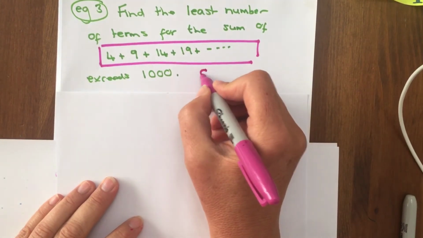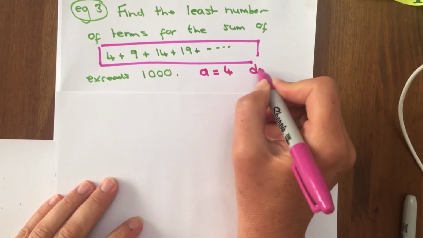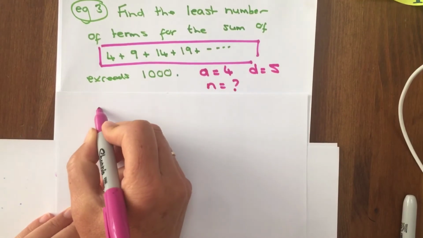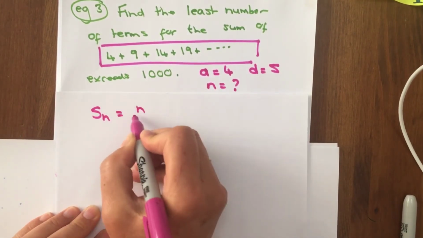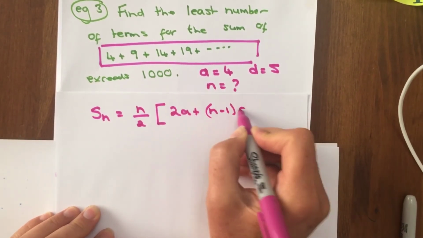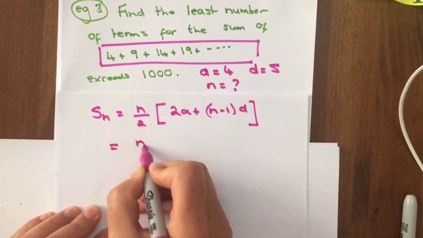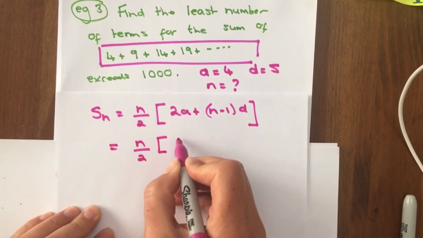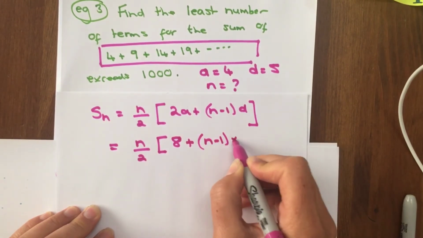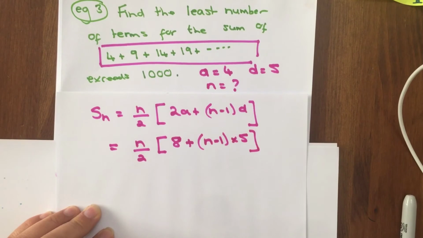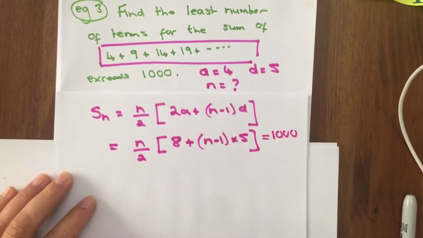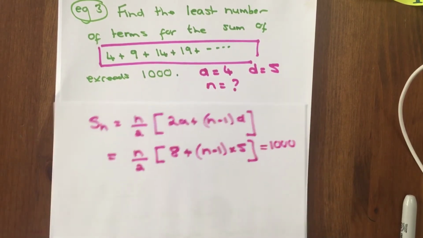So you've got your first term, your common difference, and we want to find n. Let's plug this into your formula for the sum of n terms. We don't know n, that's what we want to find. 2 times 4 is 8, plus n minus 1 times 5. Now, if I make it equal to 1,000, let's see what we get for n.